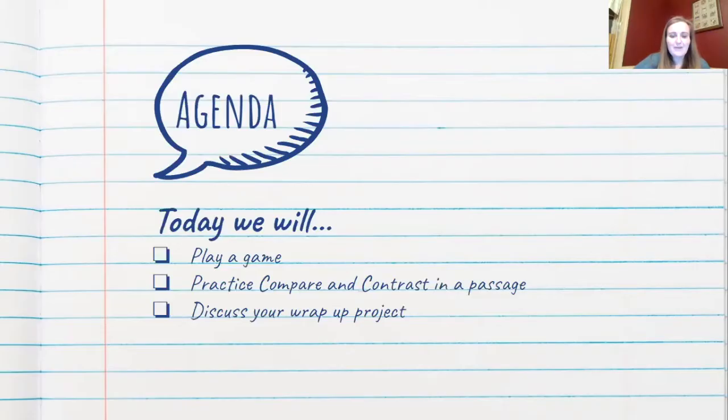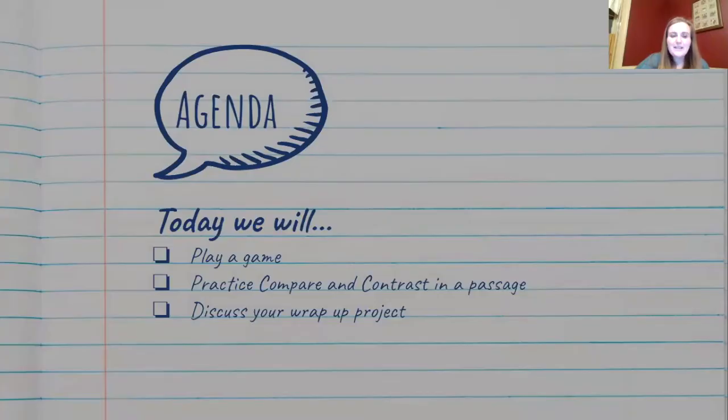All right, so today we're going to play a game. That'll be the first thing we do. Then we're going to practice the compare and contrast text structure by reading a passage and answering some questions. And then finally, I'll explain to you what your wrap-up project is going to look like for this unit.